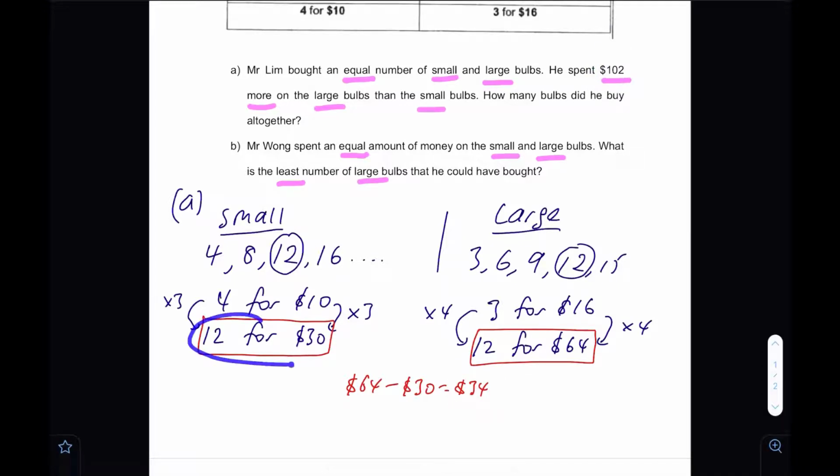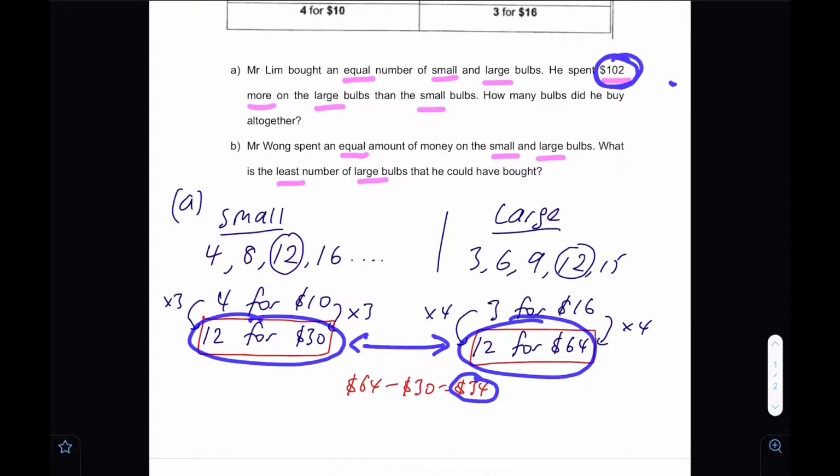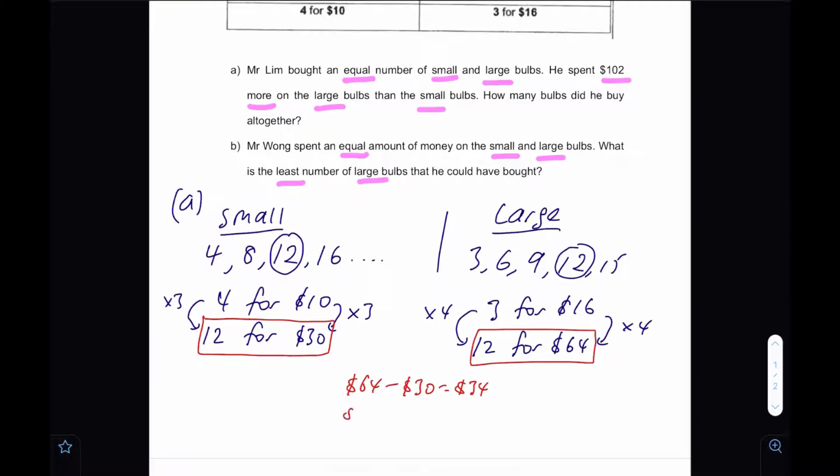So how many of such sets do I need to achieve a difference of $102? If I have just one of these sets, the difference will only be $34. So I need the difference to be $102. So the next step is I'll find the number of sets. And this will be $102, and divide this by $34. 102 divided by 34, and you'll get 3 sets.